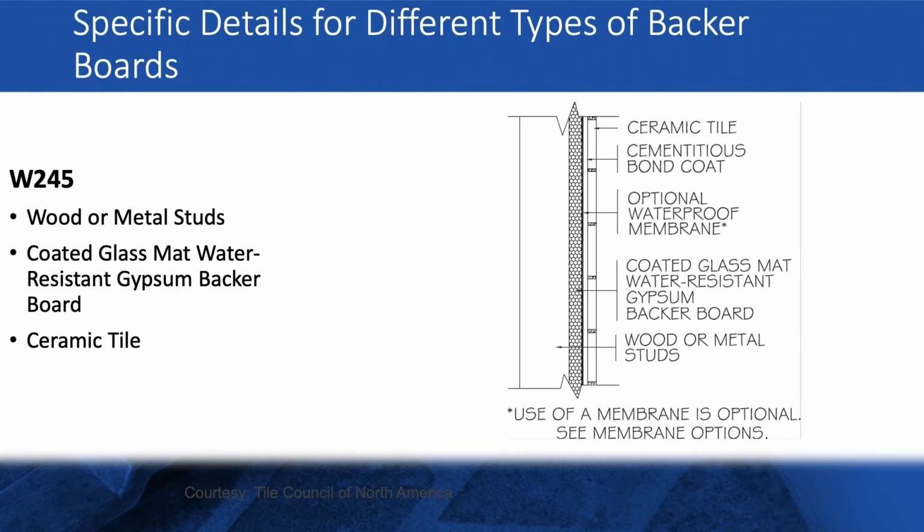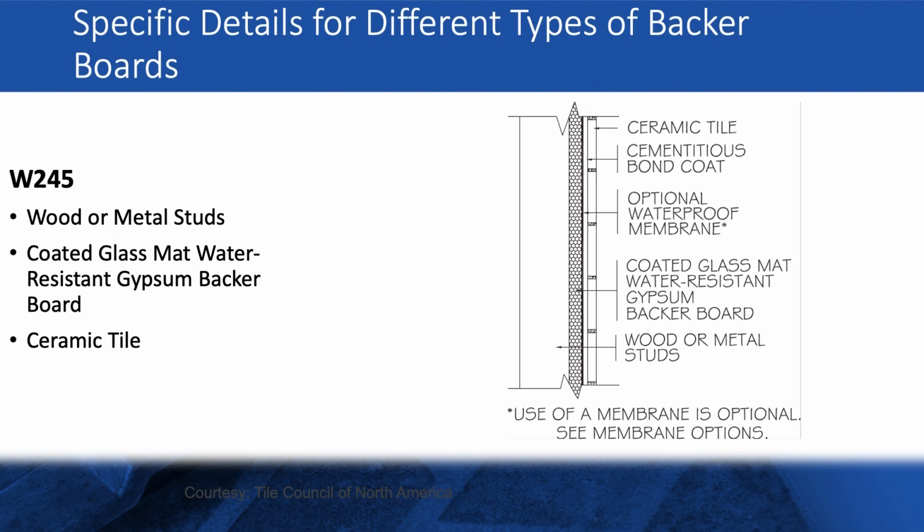W245. The coated glass mat water-resistant gypsum backer board is installed with its ends and edges, including corners, fit tightly together so as to eliminate gaps between the sheets. We're going to tape the seams using a 2-inch alkaline resistant glass fiber mesh tape and a cementitious bonding material, just like we did on the floor. And then we're going to skim coat over the fastener heads, unless waterproofing has been applied. W245 may be used in areas where the temperature will not exceed 125 degrees Fahrenheit.